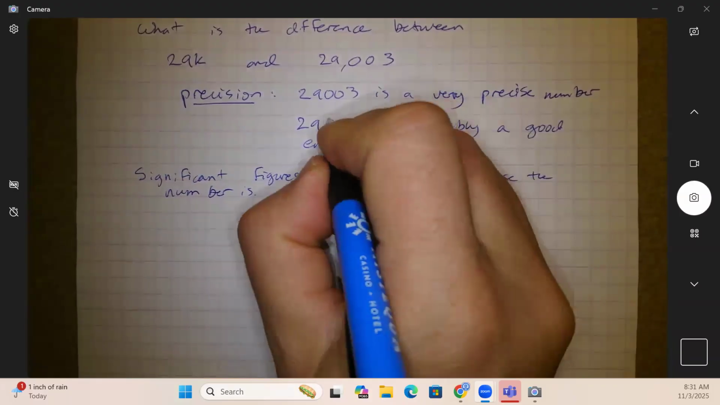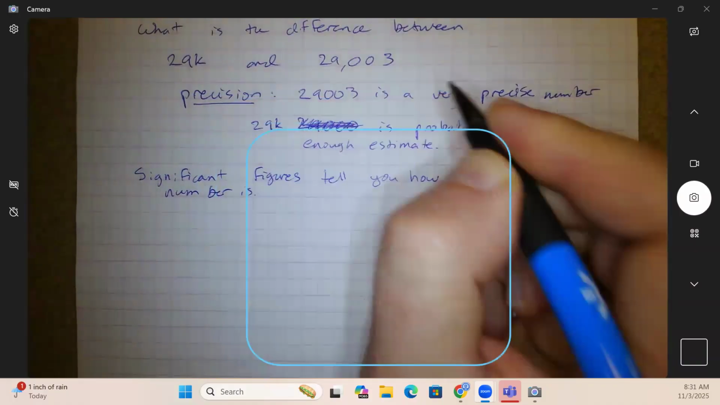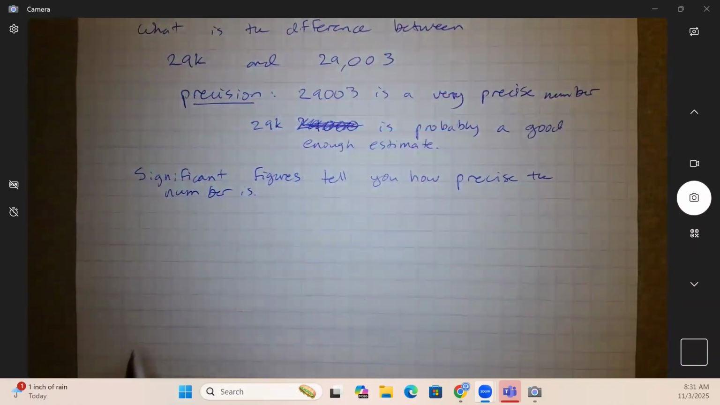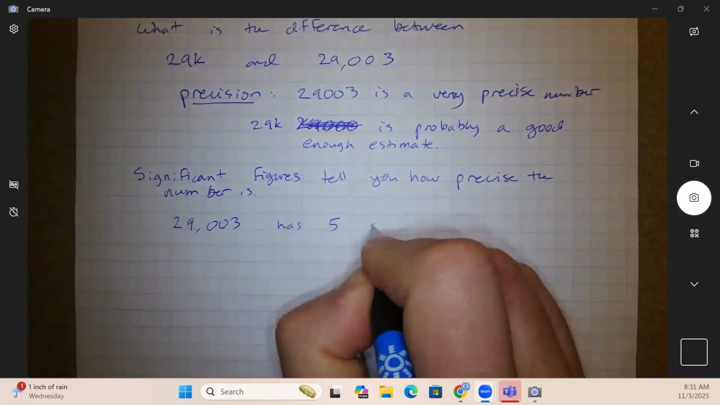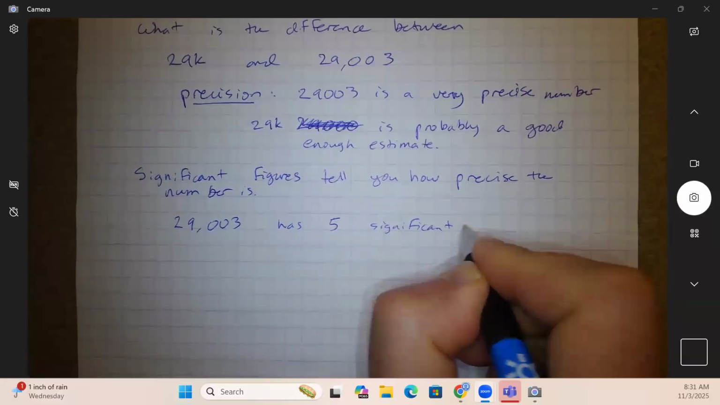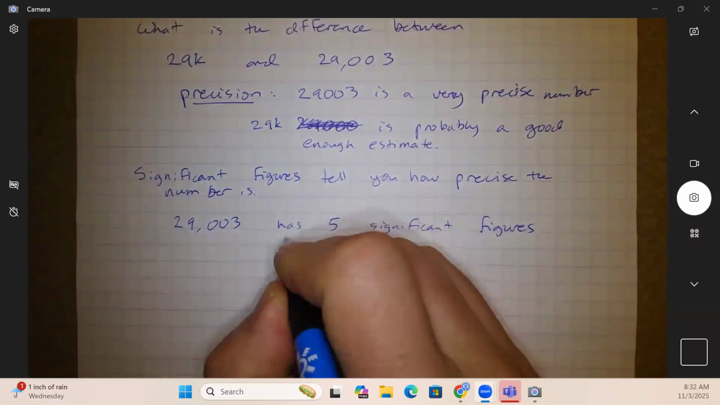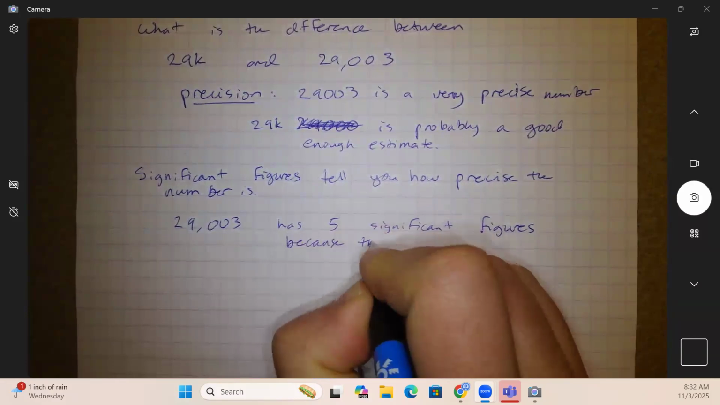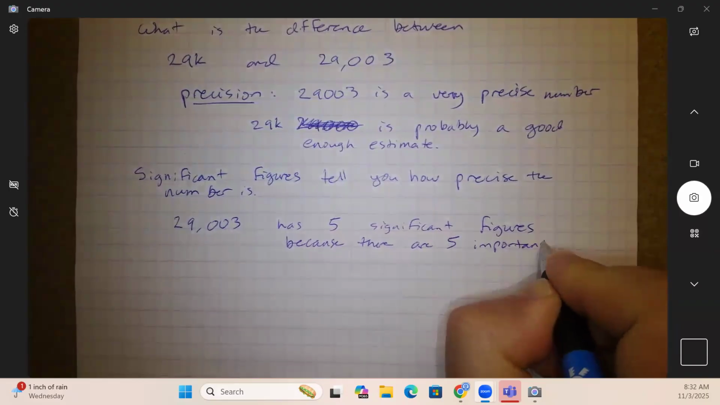And actually, I want to change this. I don't want the zeros here. I actually want that to be the 29K. $29,003 has 5 significant figures, because in order to get the full precision, you need all 5 of those numbers. There are 5 important numbers that tell you the value.